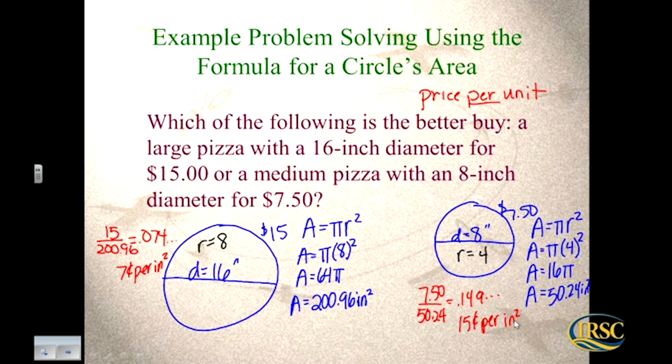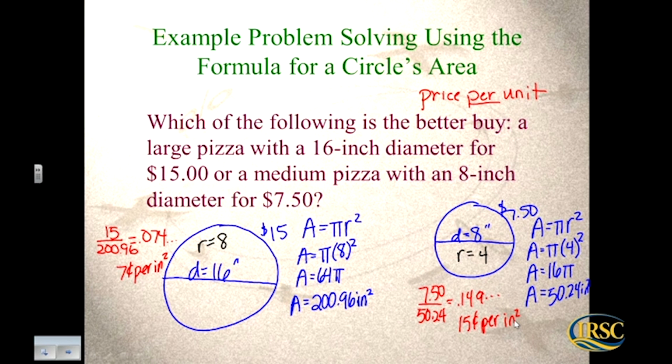So which one's the better buy? The 7 cents, right, the larger pizza. Notice that if you think, oh, the diameter is half of the original and half the price seems like a good deal. Well, really you're paying more than double, because one's 7 cents per square inch, the other one's 15 cents per square inch. You're paying more than double if you order a smaller one.